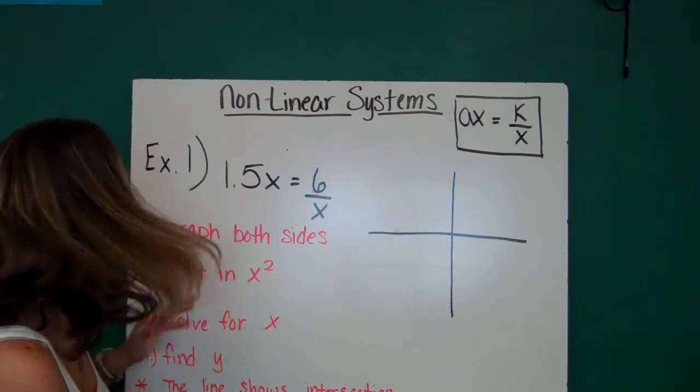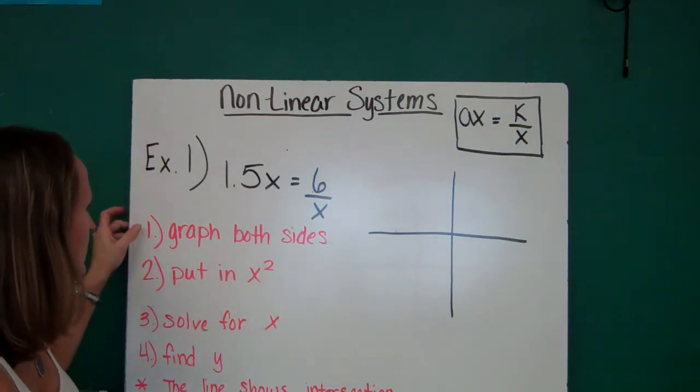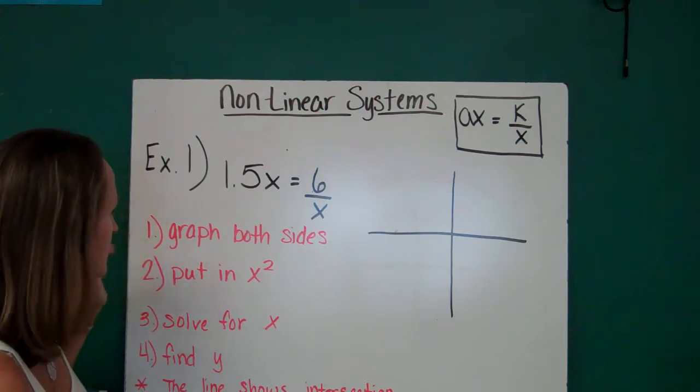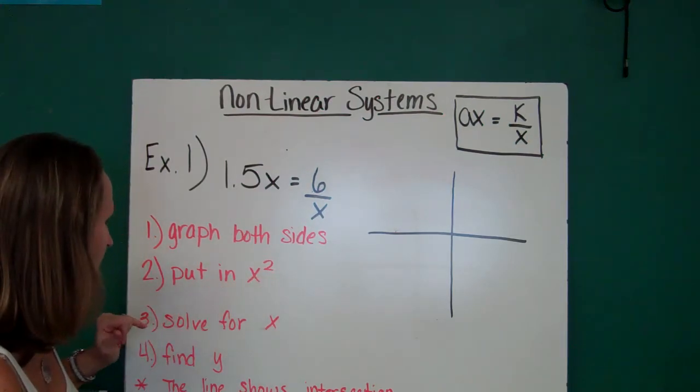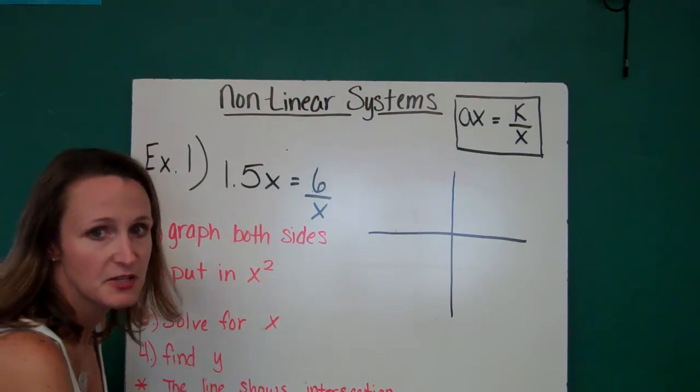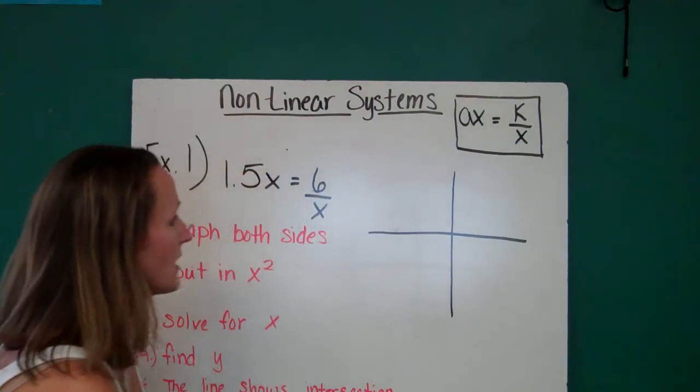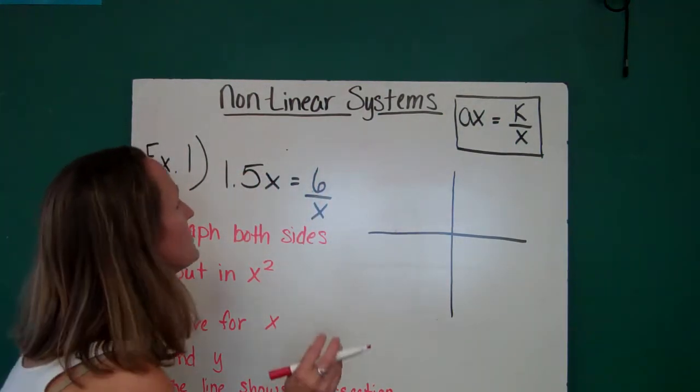Okay, so here's what you're going to do. Four steps you're looking at. You're going to graph both sides, then you're going to put it into x squared format and solve for x, then you're going to find your y. So let's look at how to do this. Step 1, graph both sides.